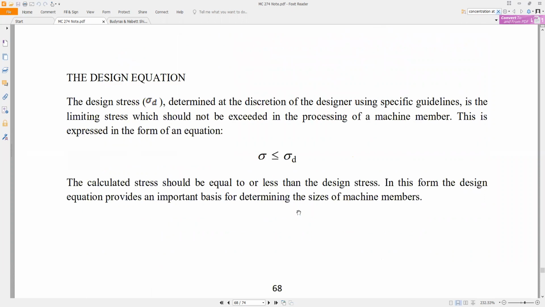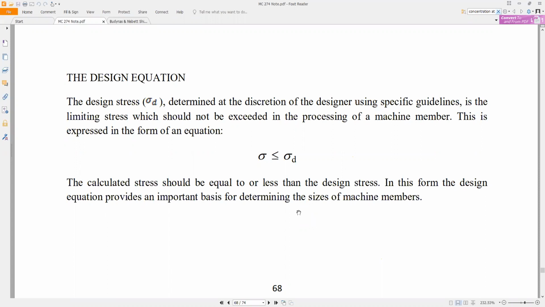So we look at the design equation. The design stress, sigma D, determined at the discretion of the designer or the engineer using specific guidelines, is the limiting stress which should not be exceeded in the operation of a machine member. Okay, and this is expressed in the form of an equation.